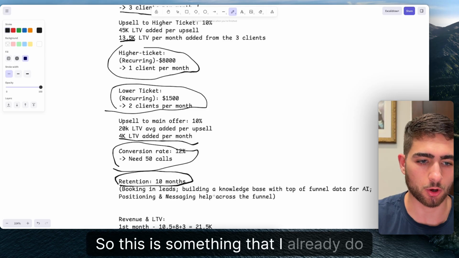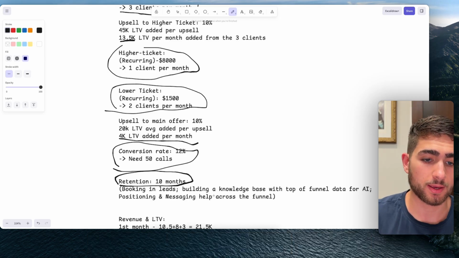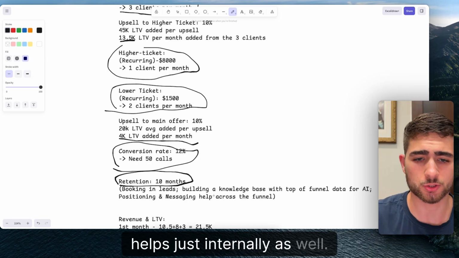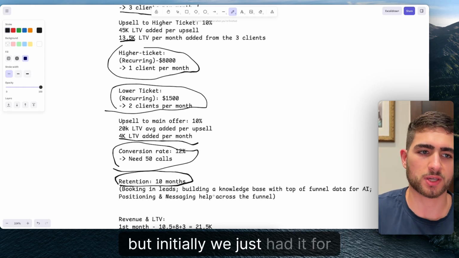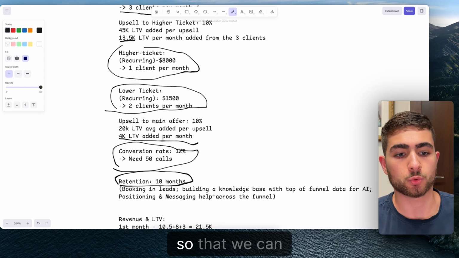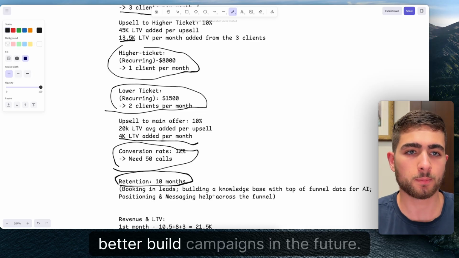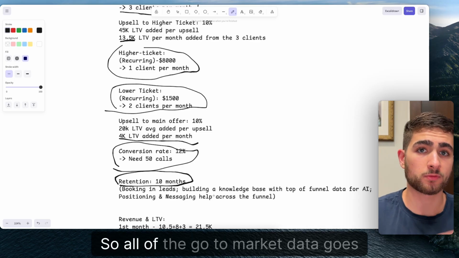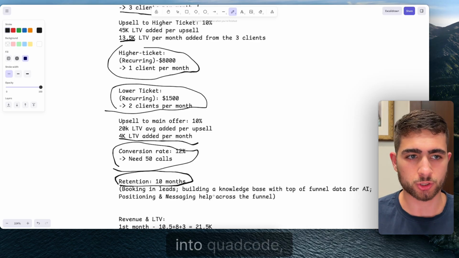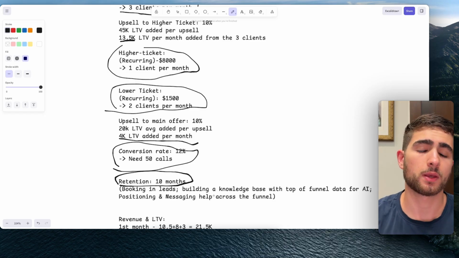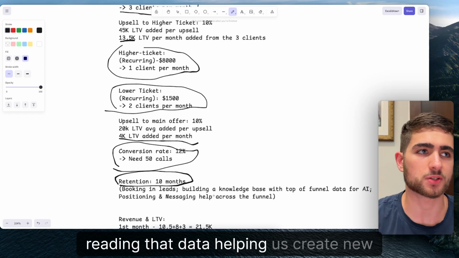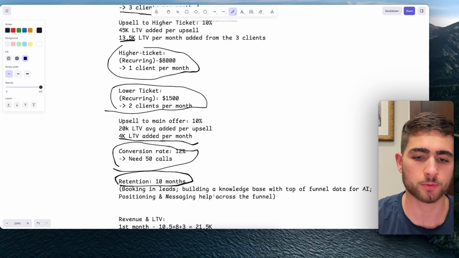So this is something that I already do in my company. And it just helps internally as well. We've been experimenting with giving it to clients, but initially we just had it for ourselves so that we can better build campaigns in the future. So all of the go-to-market data goes into Claude Code, basically. And then we have that AI reading that data, helping us create new campaigns, new angles.